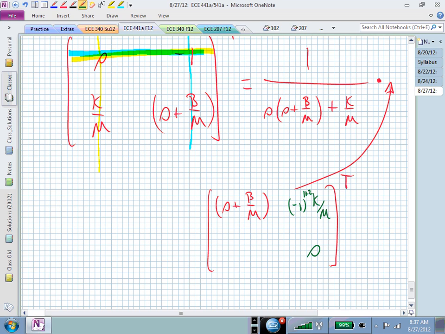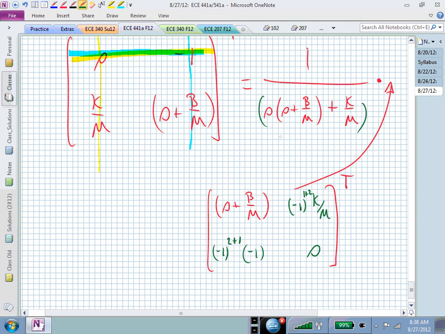Now, what's the 2, 1 cofactor? For the 2, 1, I eliminate the second row, eliminate the first column, and I look at what's left over, and that's this -1. But I also need to scale that by -1 raised to the 2 plus 1 power. I now have -1 times a -1, and that will just become 1.